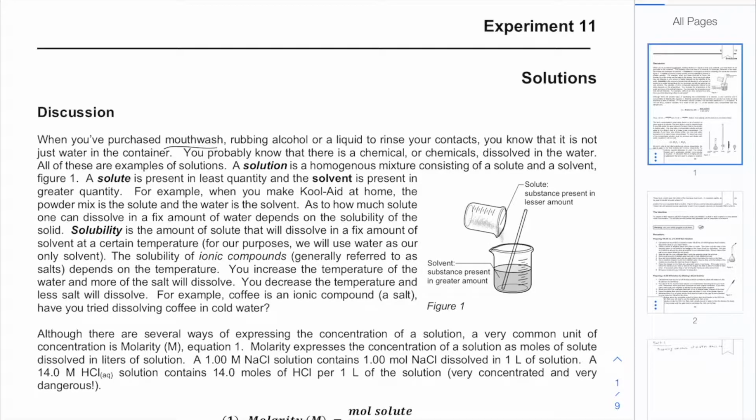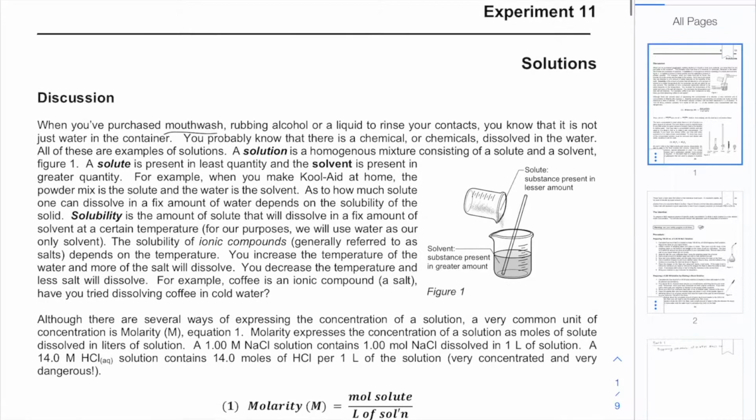Okay, so it says here a solution is a homogeneous mixture. Homogeneous meaning the composition is the same throughout, right? So every time you make Kool-Aid at home, for example, you form a solution. The powder mix is referred to as your solute, and the water is the solvent. Every time you make coffee, for example, you add the coffee to the hot water. The coffee is going to be the solute, and the hot water is going to be the solvent.